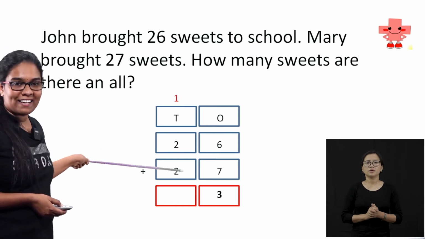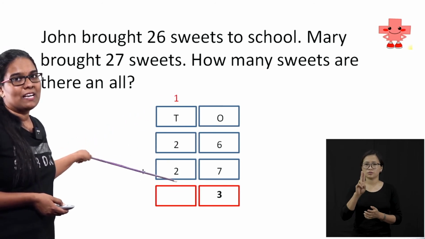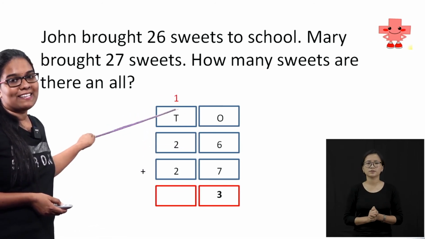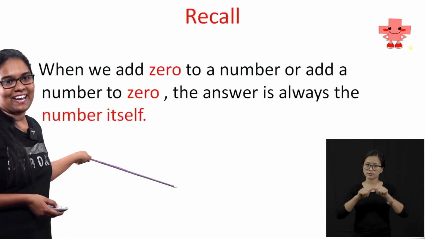Next, we are going to add the numbers in the tens place. That is 1 plus 2 plus 2. It is 4 plus 1 is equal to 5. The answer is 53.